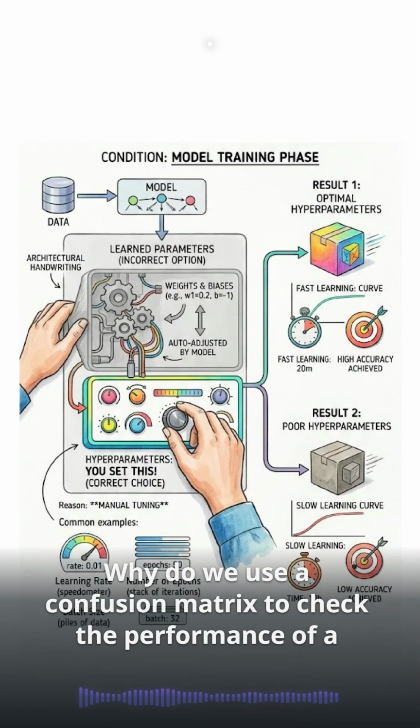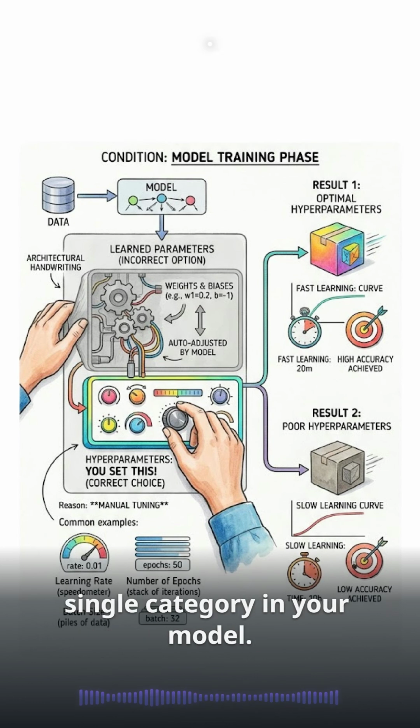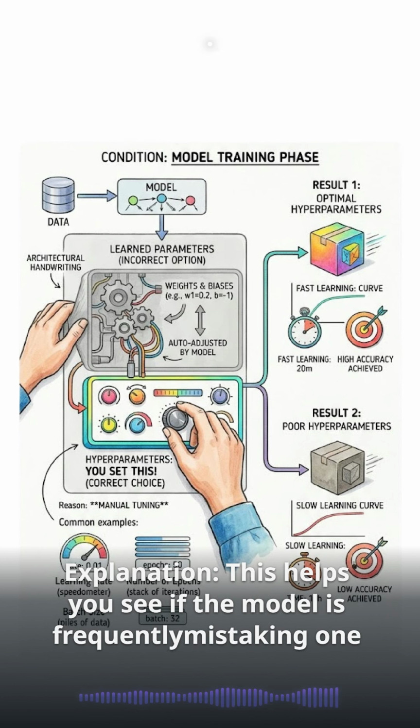68. Why do we use a confusion matrix to check the performance of a classification model? It shows a detailed breakdown of correct and incorrect predictions for every single category in your model. This helps you see if the model is frequently mistaking one specific group for another, so you can fix it.